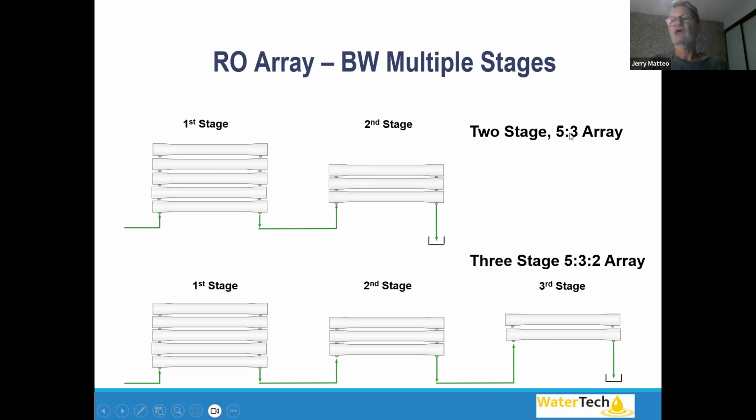If someone says I've got a 5-3 RO, I would know it's a two-stage system. I don't even have to see these words. I would know it's 2 stages because there's a dash. I would know there are 5 vessels in the first stage and 3 in the second. That's good terminology to know so that we're all talking the same language regarding RO.